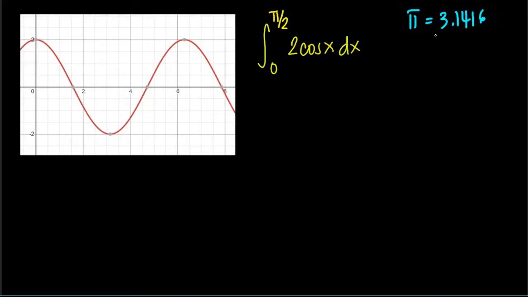I think pi over 2 is somewhere around 1.508, but it's close to 2. So, expect, guys, that our answer in your example is going to be positive.